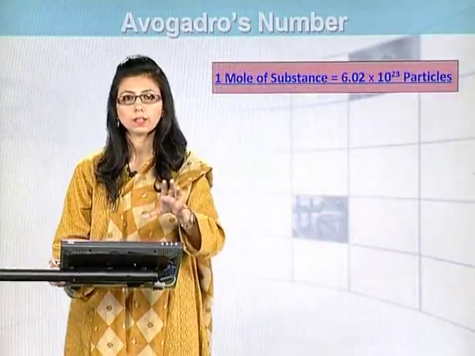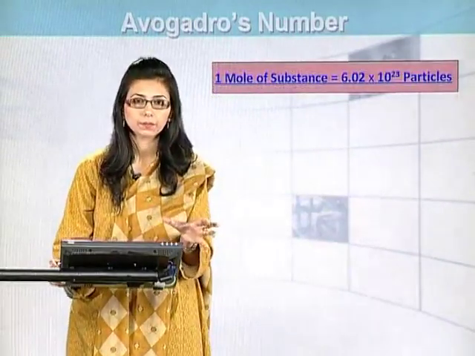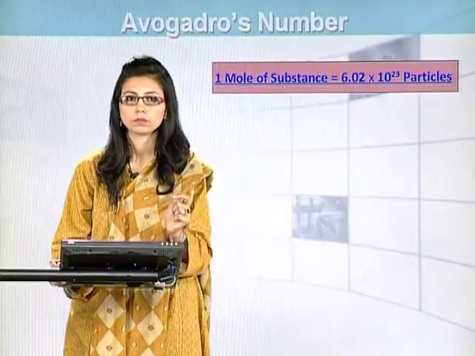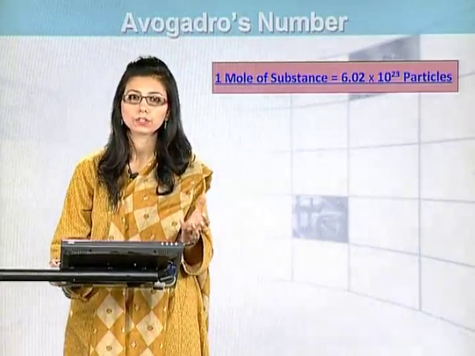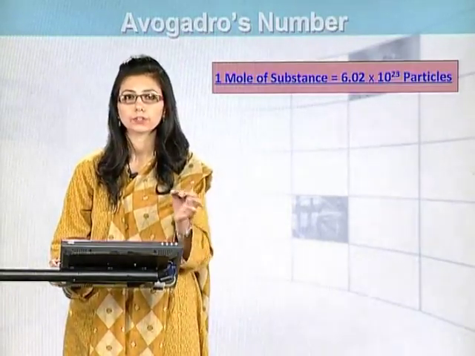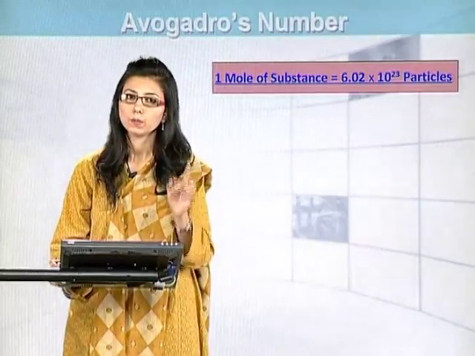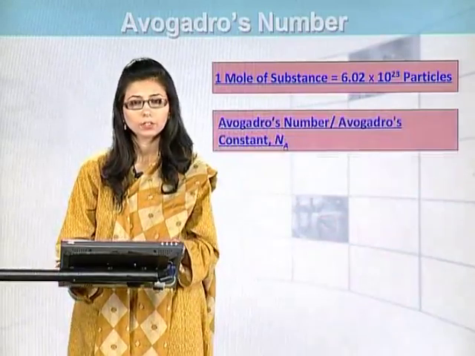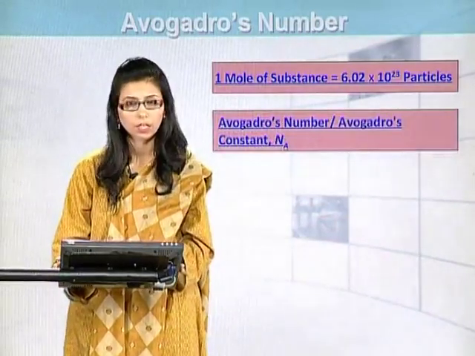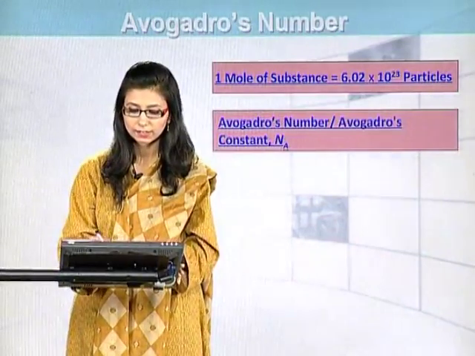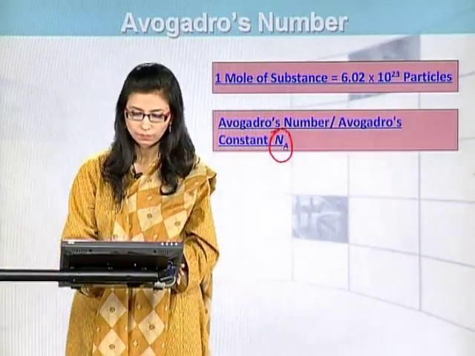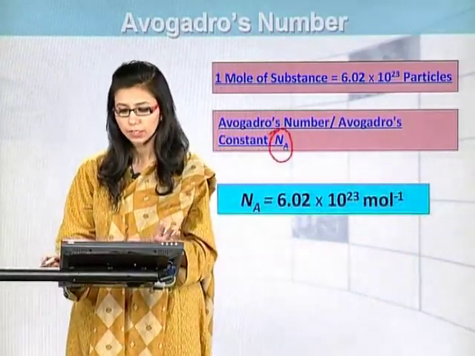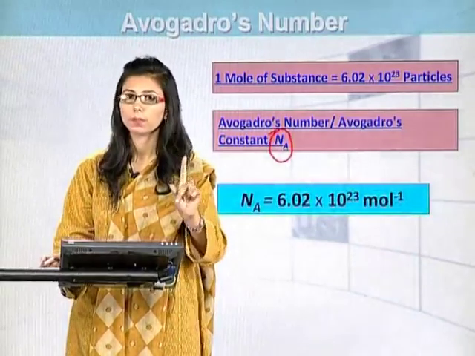Avogadro number, अगर हम mole को एक pile consider करें, and I want to know how many particles are there in a pile of mole, then I will say there are Avogadro's number or 6.02 into 10 raised to power 23 particles in 1 mole of any substance. Avogadro's number, sometimes called Avogadro's constant, represented as N_A, it's a symbol, and it's always equal to 6.02 into 10 raised to power 23 per mole, मतलब number of particles per mole.